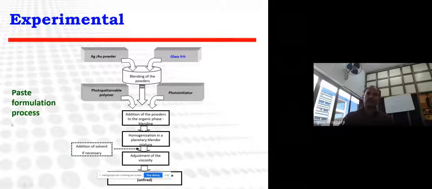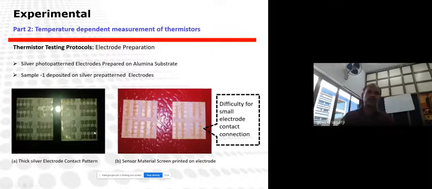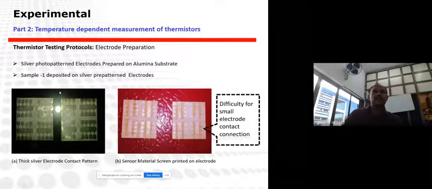And then the paste formulation, like previously what we have done, the silver paste composition, we have followed the photo pattern paste composition. Now in the second case, thermistor photo patterning, we just replace Ag by our ferrite material for low temperature, and for the high temperature thermistor we use the high temperature material. So this is the initial test pattern we used to pattern our thermistor.